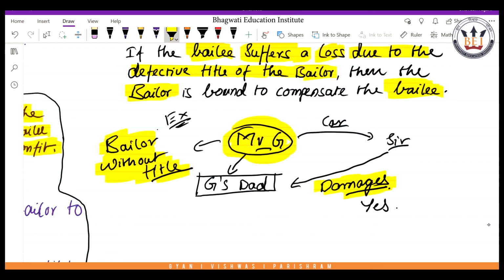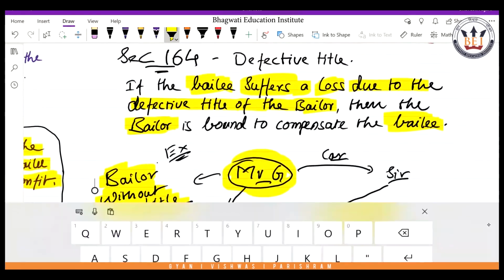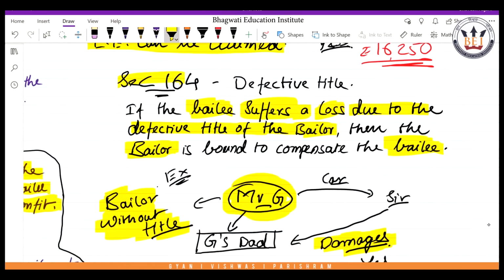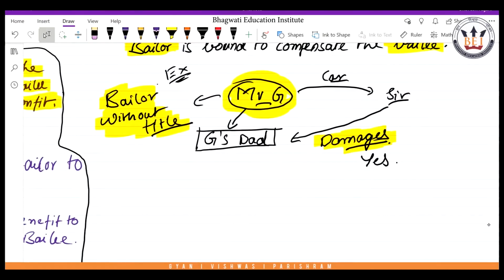So that is our section 164, right? So that gets us sorted with section 164, regarding defective title. Now going on to section 159 that we've done long back, thousands of years ago, right? Premature termination.